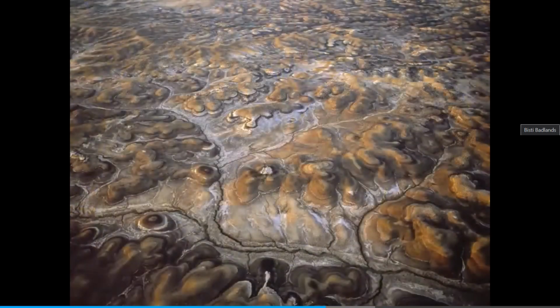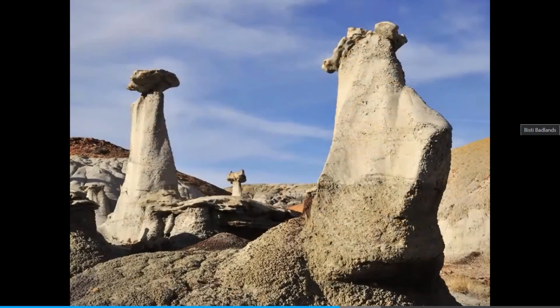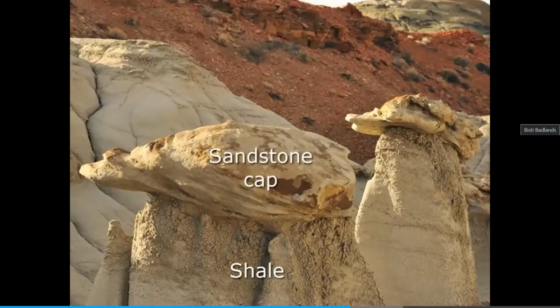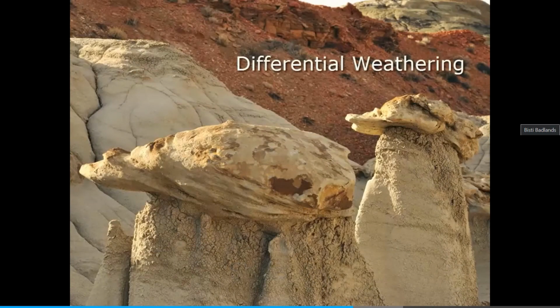The Fruitland Formation is a stack of hard and soft layers, sandstones on top of shale, mudstones on top of coal. Sometimes a strangely shaped hoodoo forms when a cap of sandstone shields the underlying shale from rain. In this way, sandstone and shale, crumbling at different rates, exhibit differential weathering.